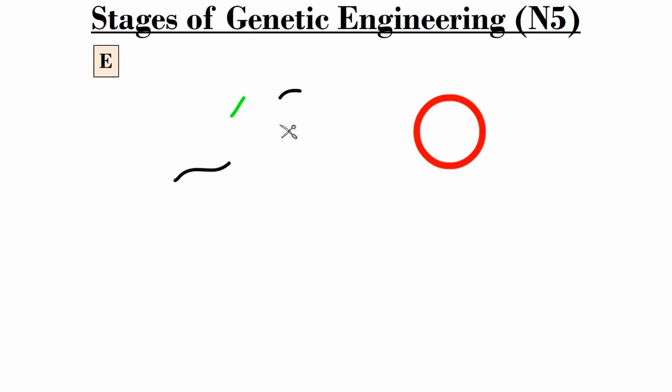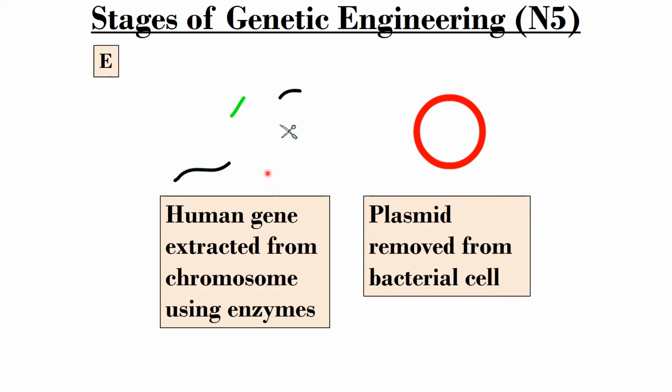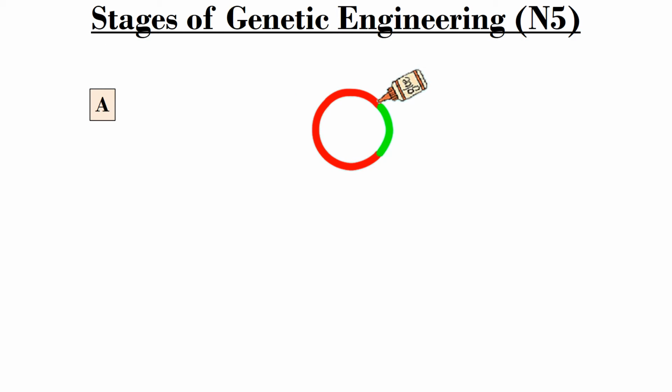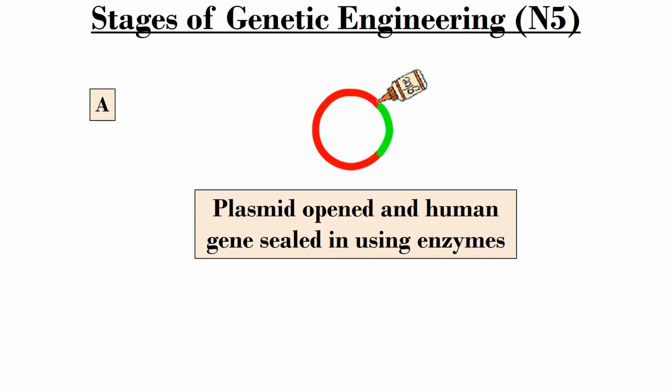So the second part, this was E. What you've got is the human gene being extracted from the chromosome, rather crudely shown with a pair of scissors here. The human gene is cut out, and this is done using enzymes. Meanwhile, you've taken out your plasmid from the bacterial cell. The next stage is A: the plasmid is opened up and the human gene is put into it, sealed in using, again, enzymes. So what you've now got is a bacterial plasmid which has a human gene within it.